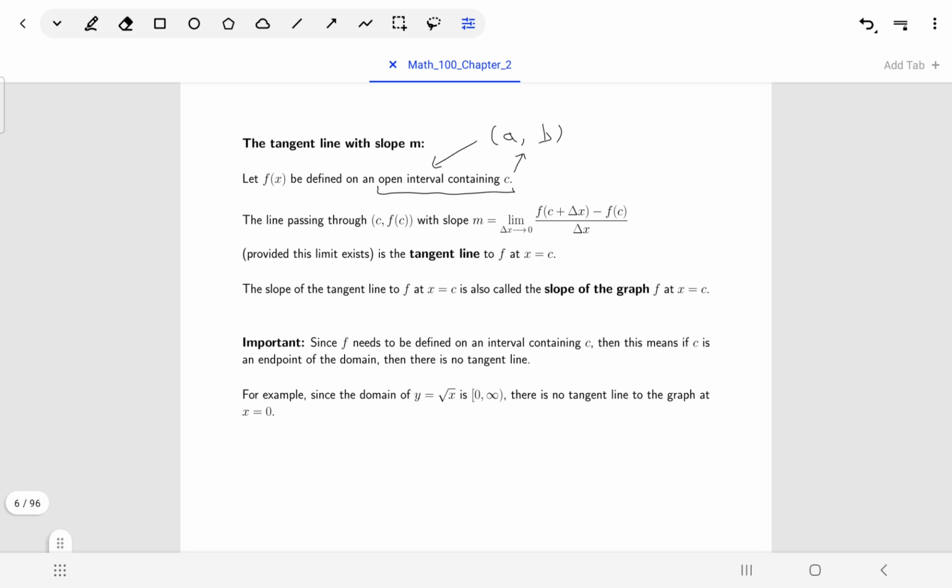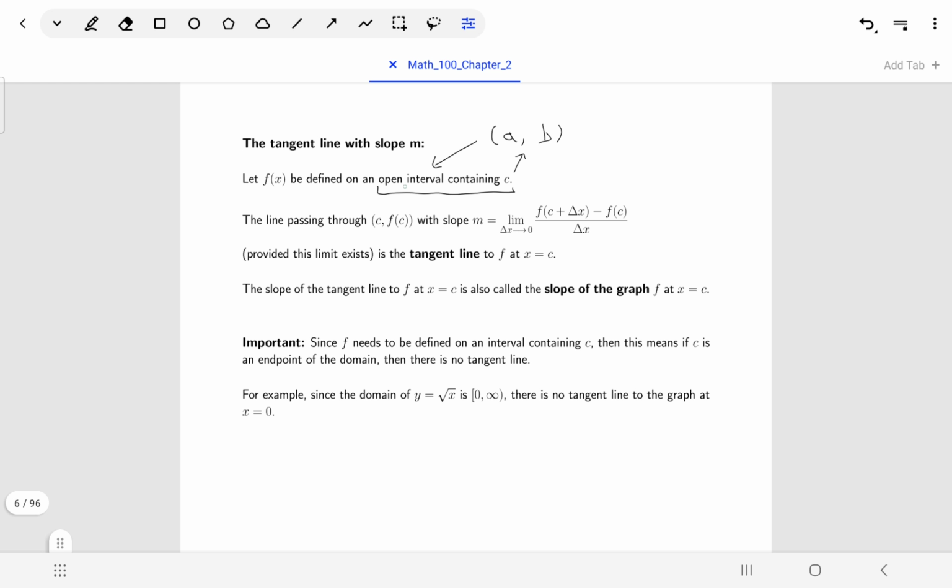It's defined on an open interval, and C is inside that interval. And if I'm looking for my line passing through C, f of C, with my slope, that is the limit as delta x approaches 0 of my difference quotient, then as long as that limit exists, what I've got will be the tangent line. In other words, this limit that I've just found will be the slope of my graph or the slope of my tangent line. So actually it's two things really for the price of one. When I'm finding the slope of my tangent line, I'm also finding the slope of f of x. I'm finding how the original function is changing.